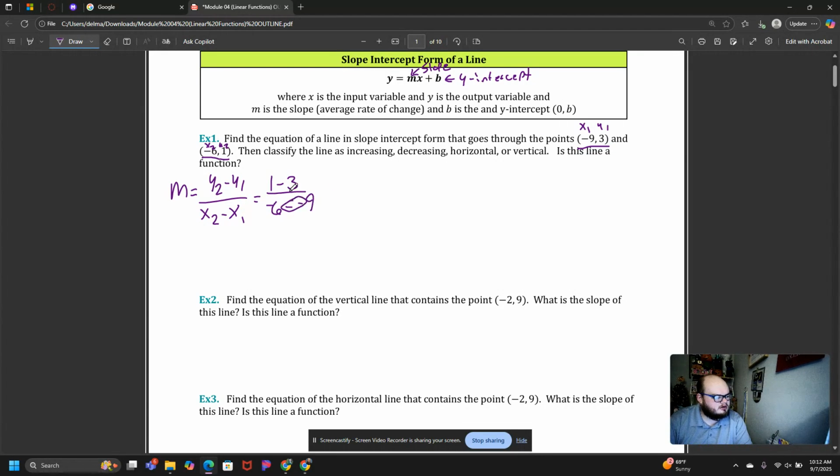Now notice we've got two negatives, so we're going to have to add those. 1 minus 3 is -2. -6 plus 9 is +3, so we're left with -2/3 for my slope. So I'm just going to write m is equal to -2/3. If I'm to write my equation, I'd have y is equal to -2/3 x plus b. I don't know b yet.